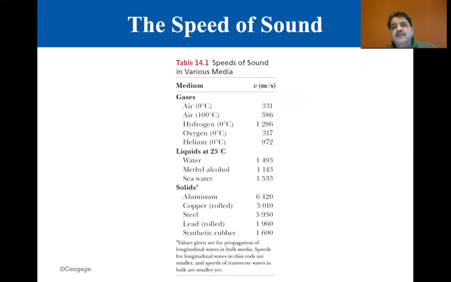And here are some typical speeds of sound. Typically, the speed of sound in solids is higher than in liquids, and that's higher than the speed of sound in gases. Now you can see that the speed of sound in hydrogen and helium is pretty high. In air at 0 degrees, air at 100 degrees, and oxygen, they're all about in the 300 to 400 range.